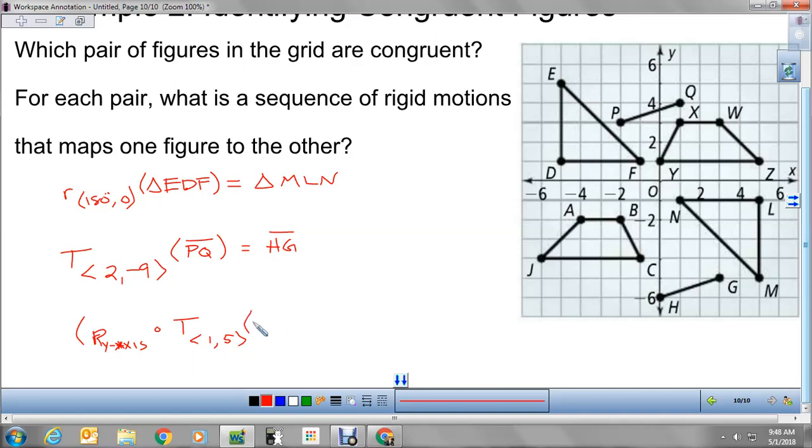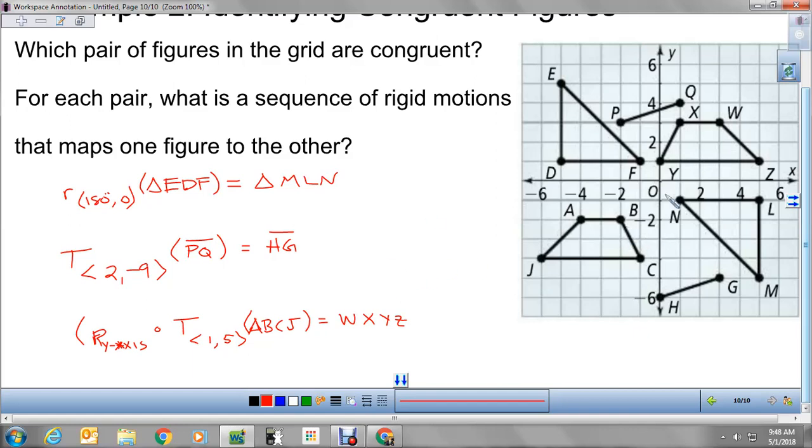Now we're going to say this will be figure A, B, C, and J. And our result is going to be W, X, Y, and Z. A goes with W, B goes with X, C goes with Y, and J goes with Z. So these are just 3 examples.